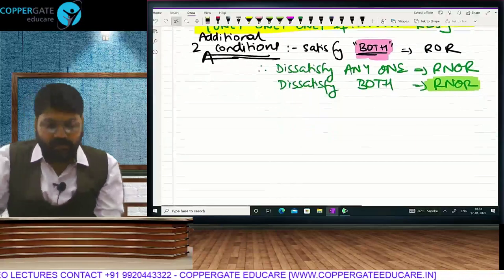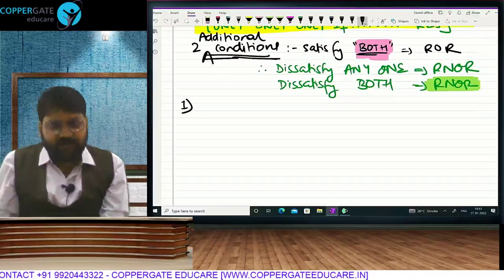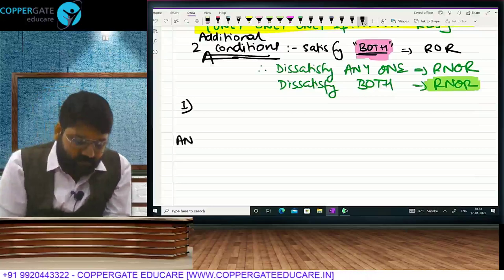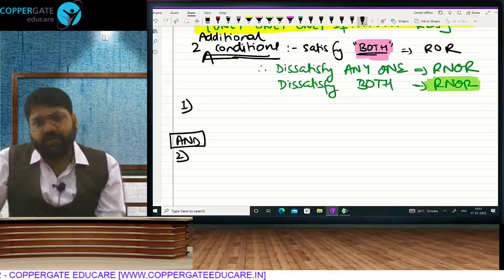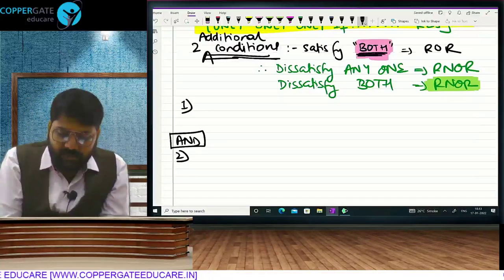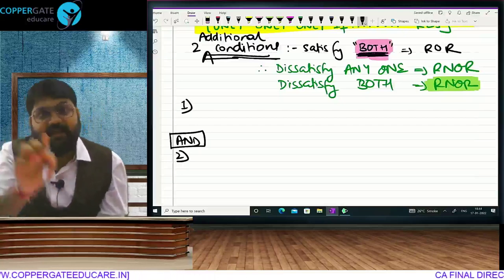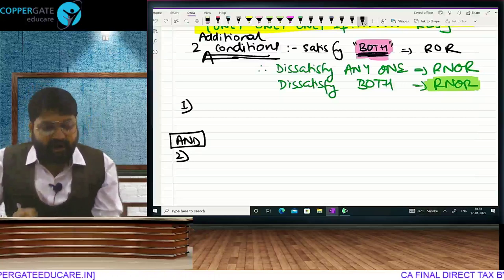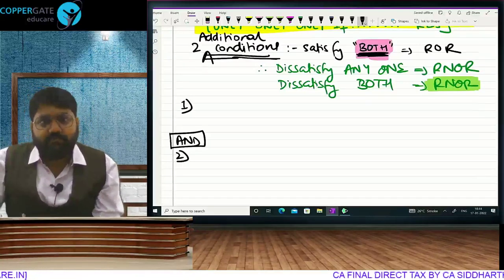Now, what do I have to do with you? The two conditions. This time, between condition one and condition two, the word used is going to be AND, because this time you have to satisfy both. Understood the fundamental difference between basic conditions where you had to satisfy any one and the additional conditions where you have to satisfy both?